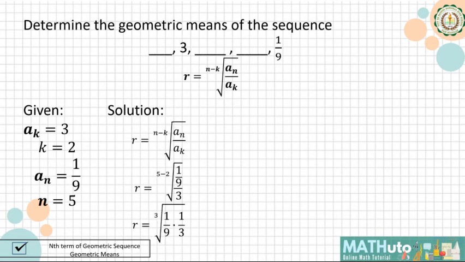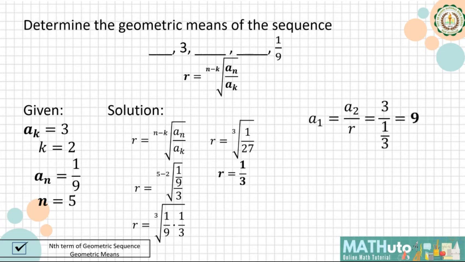Simplify, that is, r is equal to the cube root of 1/9 times 1/3. And then, simplifying, we have r is equal to the cube root of 1 over 27. And the cube root of 1 over 27 is equal to 1/3. Therefore, the common ratio is equal to 1/3. Now, let us get the first term.